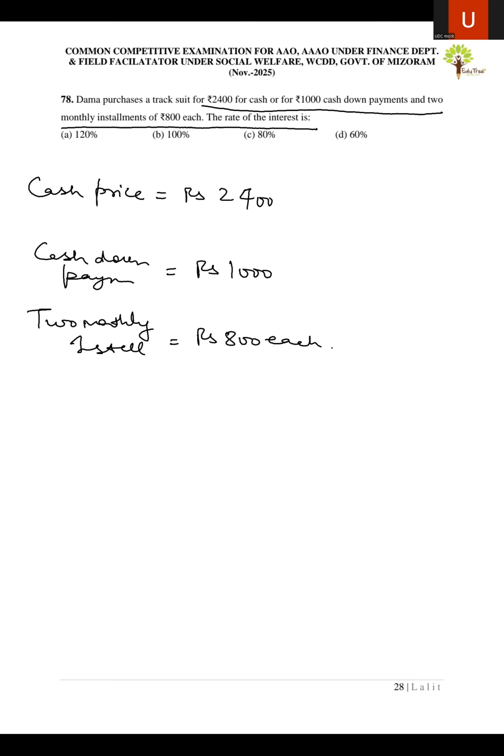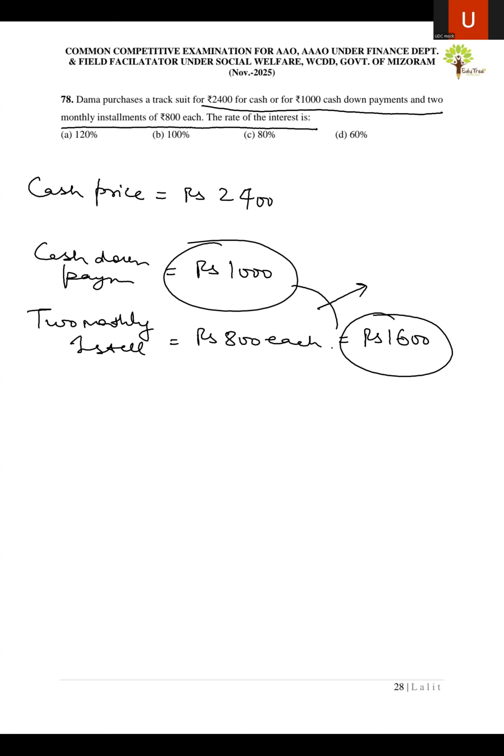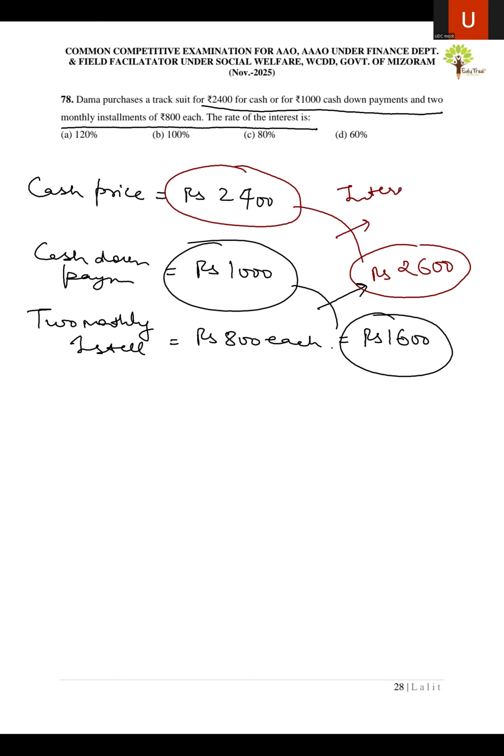So two monthly installments of 800 each means he's paying 1,600 in installments, and he's giving 1,000 rupees as cash down payment. So in total it is costing him how much? We can say it is costing him rupees 2,600. It means the cash price is 2,400 and he is giving 2,600. So we can say interest equals rupees 200. All right. Now we got the interest. Now you just have to understand one tricky thing in this.